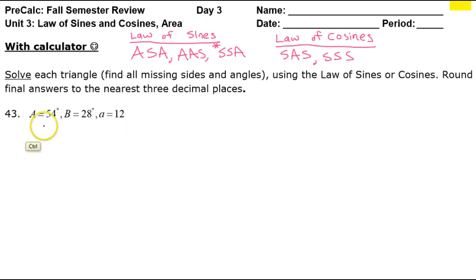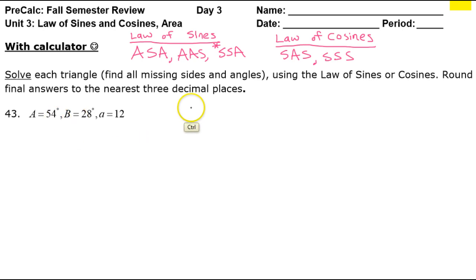So your first job is to glance at the information and decide: do you have angle, side, angle? Do you have angle, angle, side? What do you have? So I see that we have two angles and a side. So that means it's either going to be angle, side, angle, or it's going to be angle, angle, side. Either way, we're going to use the law of sines. Okay, so we know that right off the bat. And we also know it is not the ambiguous case. So we can just go ahead and start solving the problem.